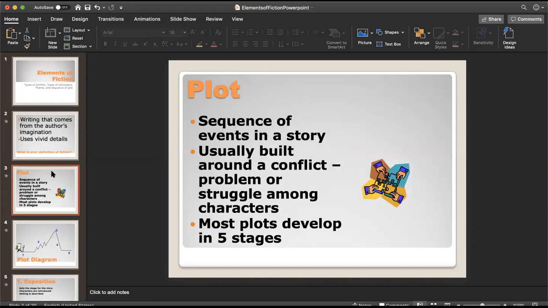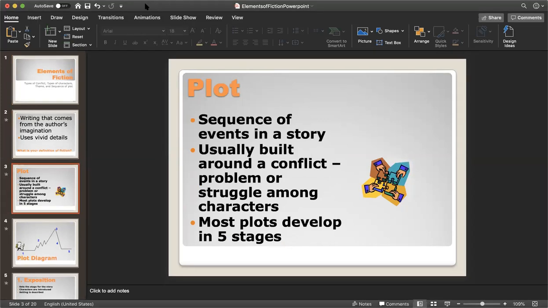Okay. The first thing I want to go over is what is plot. Basically, plot is the events that make up a story. Believe it or not, most of the time every single story has a specific formula, the same thing in most stories. I'm going to give you plenty of examples throughout this presentation. But plot is the events in the story. It's the formula that makes up that story. Usually in that story, there are conflicts and problems, and we go through the same stages from beginning to end.